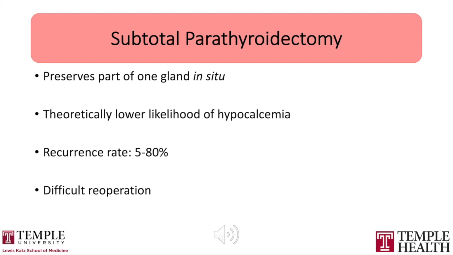Your goal is to try to leave behind a remnant that's roughly 2 to 3 times a normal gland size. Preserving this one gland in situ means that ideally you have good flow to one parathyroid gland postoperatively, and this gland should function a little bit and mitigate some of the postoperative hypocalcemia. However, leaving a gland behind that may have a variable amount of function, or maybe you leave behind more than you thought you had, this can lead to a recurrence rate ranging anywhere from 5 to 80%, which is an incredibly wide range, and I think speaks to the poor data that we have overall. But it has a higher rate of recurrence, and if you have a recurrence, it's a hard operation to go back in and redo.